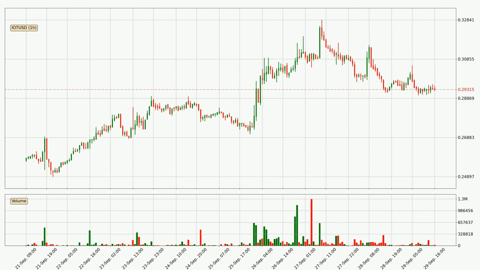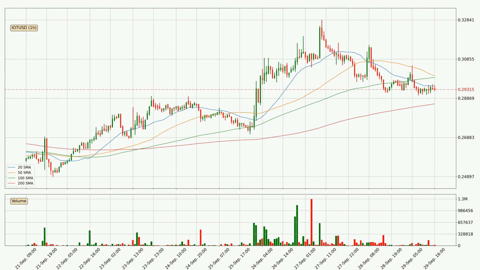Looking at the IOTA hourly time frame, the price moved only slightly to the upside with around 0.0% in the last 24 hours, with a current price of 29.3 cents. Jumping to the hourly simple moving averages, at the moment, the price is between the 200 and the 20 SMA. If the price bounces off the 200 SMA, which is currently at 28.6 cents, it could be seen as a support, and the 20 SMA that is at 29.5 cents could be perceived as a resistance to the upside.